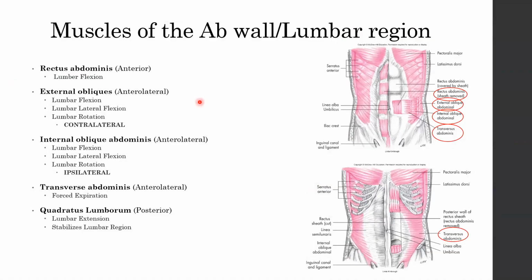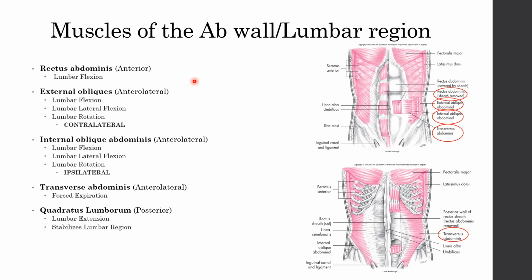Now for the muscles of the abdominal wall and our lumbar region, we will primarily focus on our abdominis muscle group, as well as our quadratus lumborum muscle on the posterior aspect. I'm sure you all are pretty familiar with the rectus abdominis muscle. This is our six-pack characteristic muscle, so the muscles that you see whenever you see a six-pack. And this will be located on the more anterior aspect of our abdominal wall. Because of its location, whenever these muscles contract, it will cause flexion about the lumbar region.